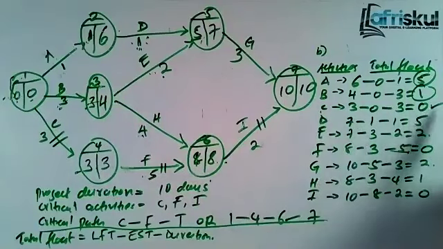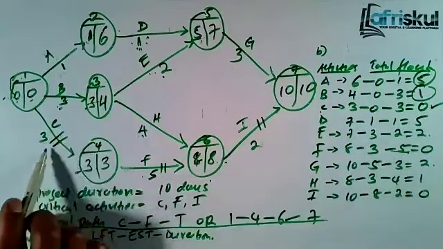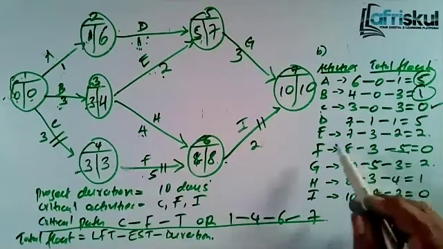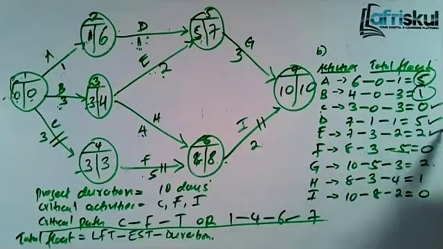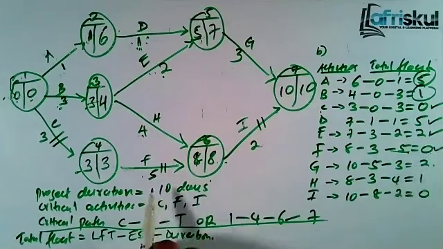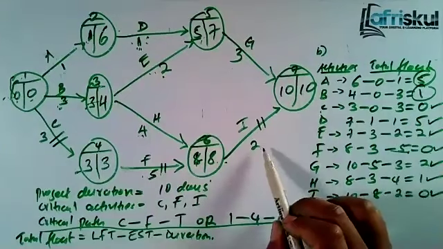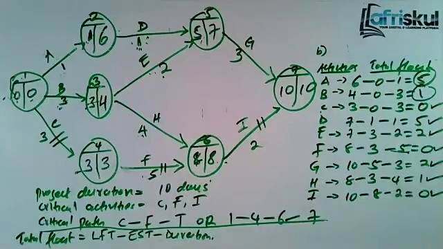C, it's 0. Remember C, you see C is a critical activity. We say that you cannot delay critical activities. So we say that total float for critical activities is always equal to 0. D, you can delay it for 5 days. E, you can delay it for 2 days. F, 0. That means F is a critical activity. You see where it is? It's part of critical activities. G, you can delay it for 2 days. H, for 1 day. I, you cannot delay it because I was a critical activity. Good.